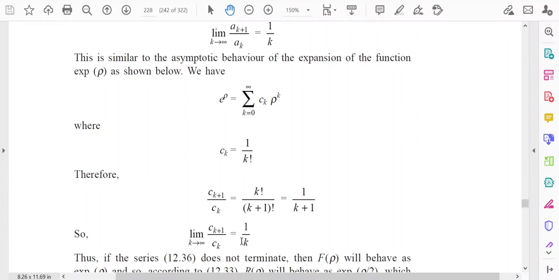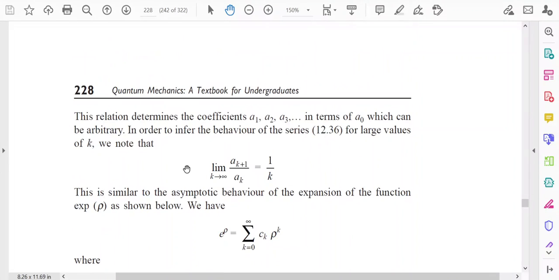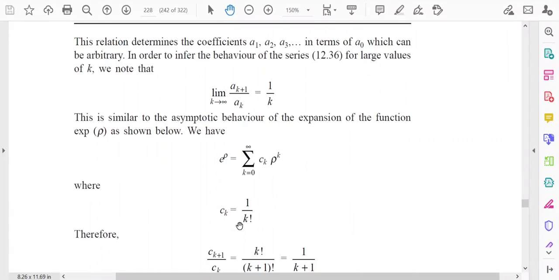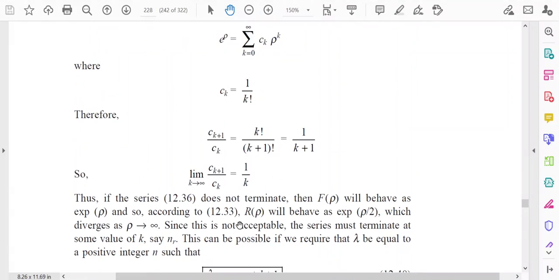Now what we have learned is that for this exponential series, the value of Ck plus 1 by Ck for k tending to infinity is 1 by k. This is Ck, the coefficient of rho to the power k, and again for this power series, Ak plus 1 by Ak is equal to 1 by k. So these two series behave almost similarly.